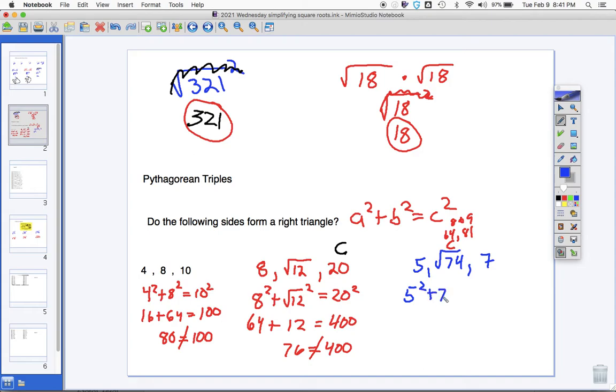So 5 squared plus 7 squared equals the square root of 74 squared. So that's 25 plus 49. Square root of 74 squared again, they cancel each other out. That's just 74. Let's see here. 25 plus 49 is in fact 74. So this one would be a right triangle. Okay, so again, we're using the procedure of squaring a square root to help work through one of these problems.